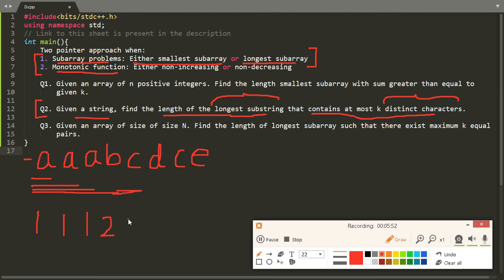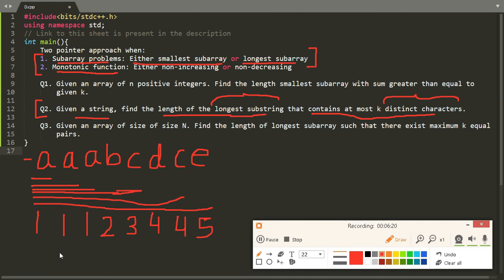Similarly, from the starting to this substring, there are 3 distinct characters. There are 4 distinct characters. Similarly, in this substring, there are 4 distinct characters because C is also present there. And similarly, from this to this substring, there are 5 distinct characters because E is not present anywhere else previously.